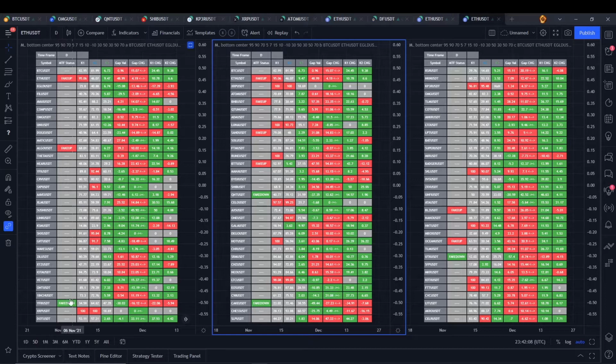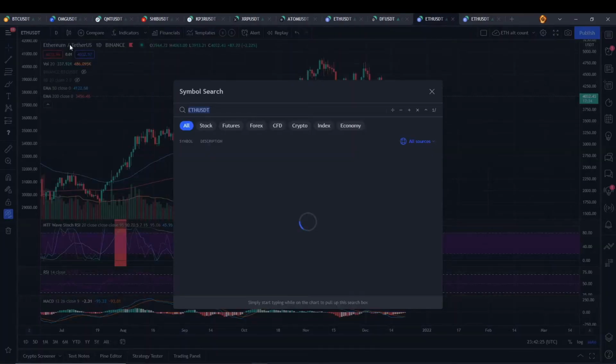I'm usually looking at the fake downs at the beginning. So Wi-Fi with double I is showing a fake down, QNT is showing a fake down, KQSDT is showing a fake down, and UTK is showing a fake down. So let's just have a quick look at those and verify this.